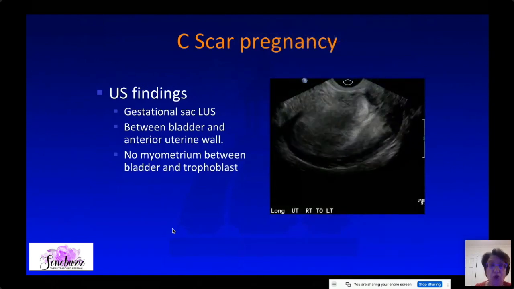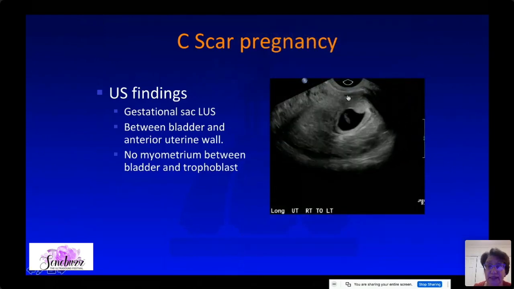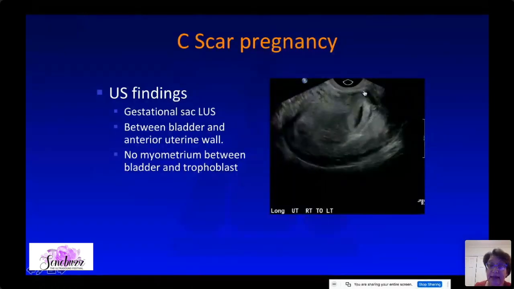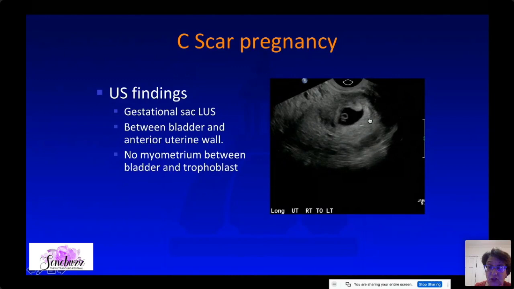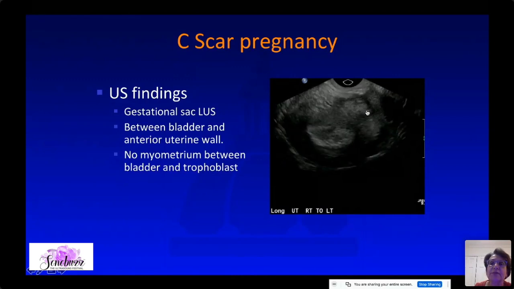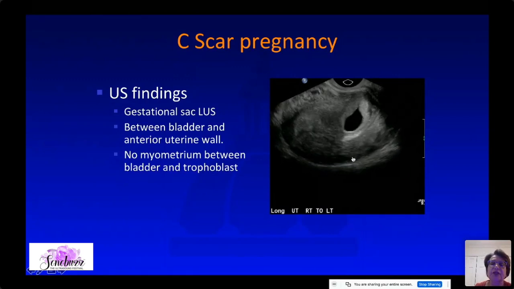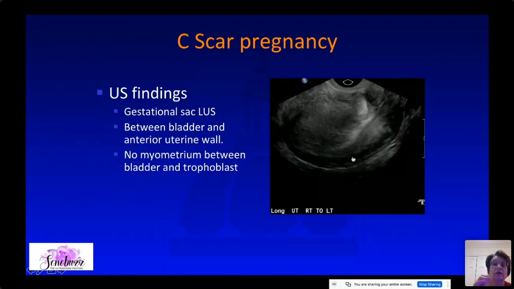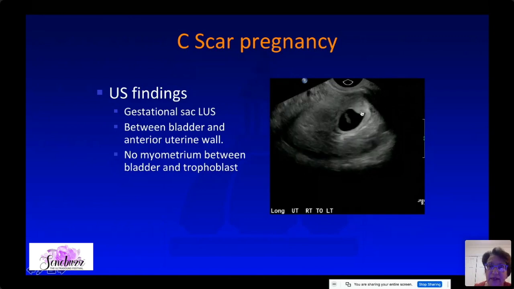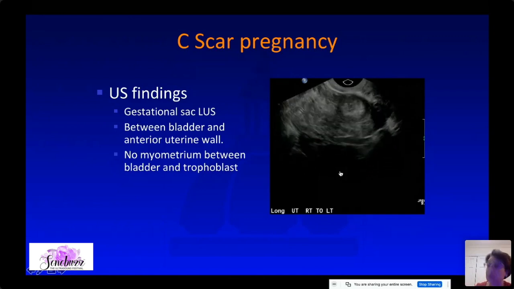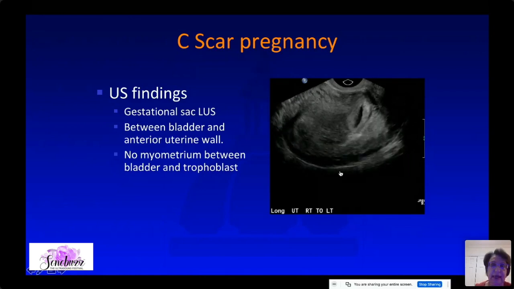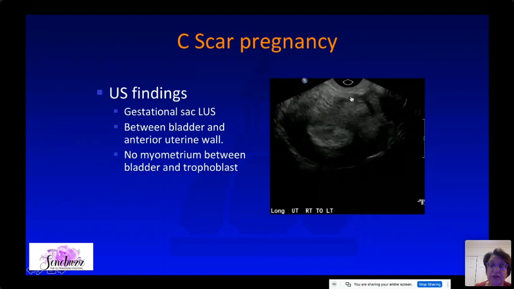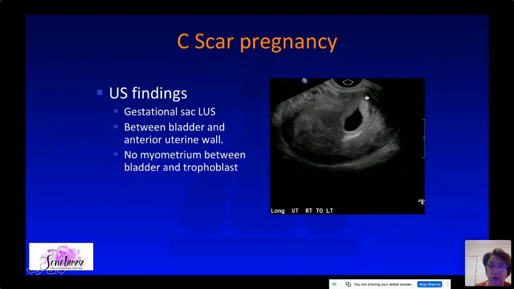What you're going to see here is a sac that is basically implanted into the C-section scar. It's too low an implantation, but unlike a cervical ectopic, it's a little bit more superior and oriented anteriorly towards the bladder, where the C-section scar normally is. And if the pregnancy grows, there is basically no myometrium between the pregnancy and the bladder.